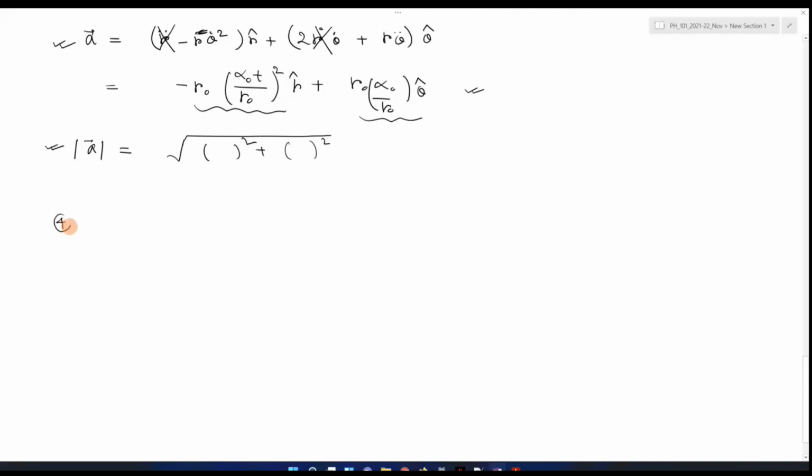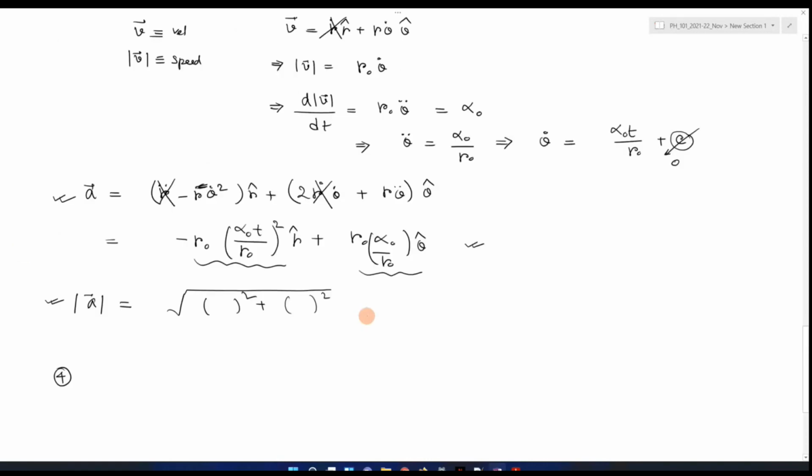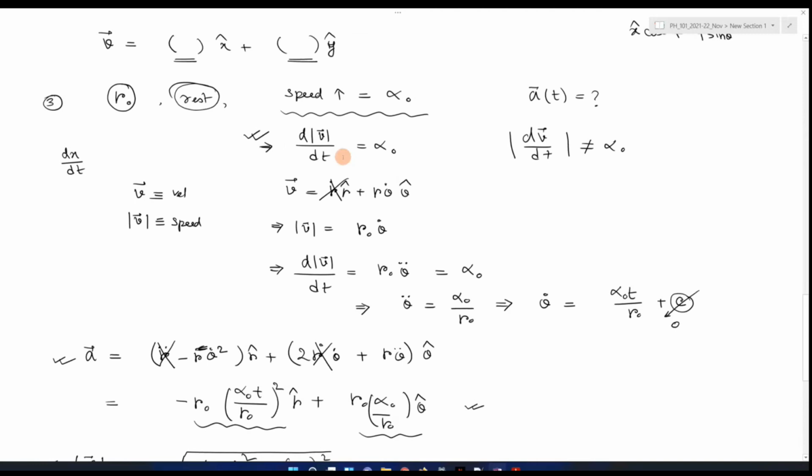Next. Bhaiya, I have a doubt. Bolo. We are given that the rate of change of speed is alpha naught, so it basically means that the tangential acceleration will be alpha naught. And since it starts from rest, the velocity will be alpha naught t. So we can directly write that the centripetal acceleration would be v square by r naught, which will be alpha naught square t square by r naught. So we could also do it directly, right? Exactly. Yeah, you can do it directly.